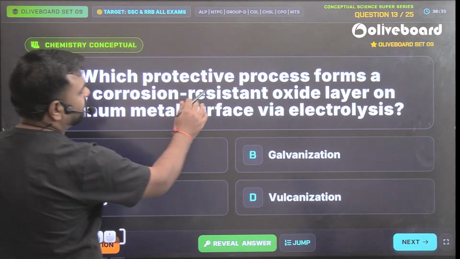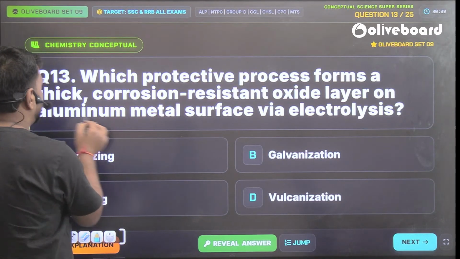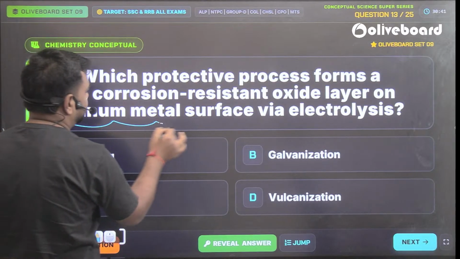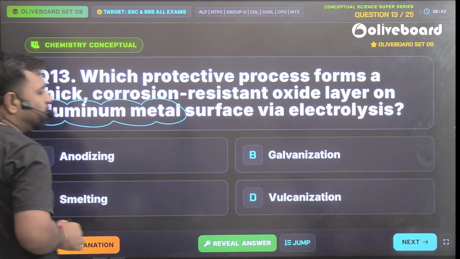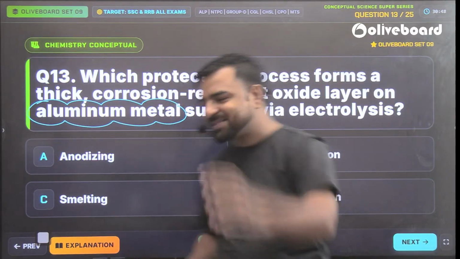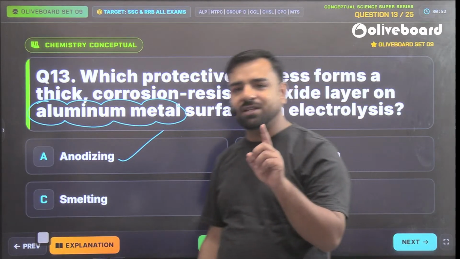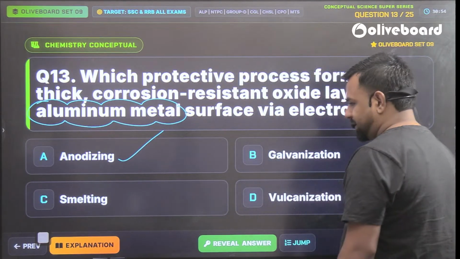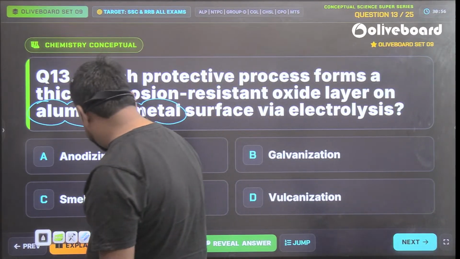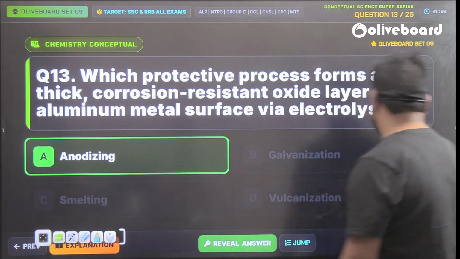Which protective process forms a thick corrosion resistant oxide layer on the aluminium metal? And for aluminium, it's not galvanization, it's anodizing. Ashish, perfect. That's the anodizing process. So anodizing, that means option number A will be the correct answer here. And vulcanization is linked with rubber, where we use sulfur. So here anodizing is the correct answer.